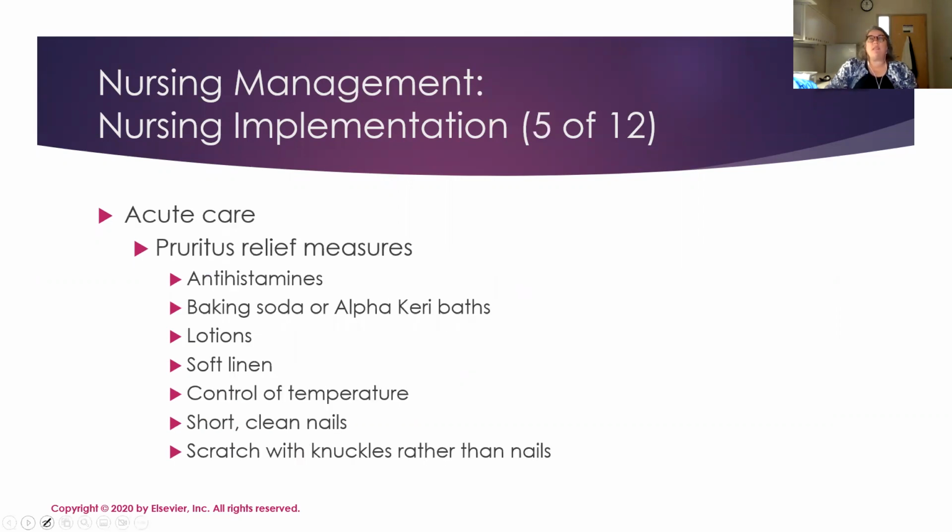So if they're having that really itchy skin because their liver has been in shock because of all of the different stress that's happened because of their gallbladder and their gallstone occluding stuff, we can do pruritus relief measures for the itchiness. So antihistamines, so our Benadryls, you can use baking soda baths, you can use lotions, calamine lotion or other sorts of lotions, soft linens, control of the temperature so it's not too hot or too cold. If we can find that sweet spot for temperature, that helps with the pruritus.